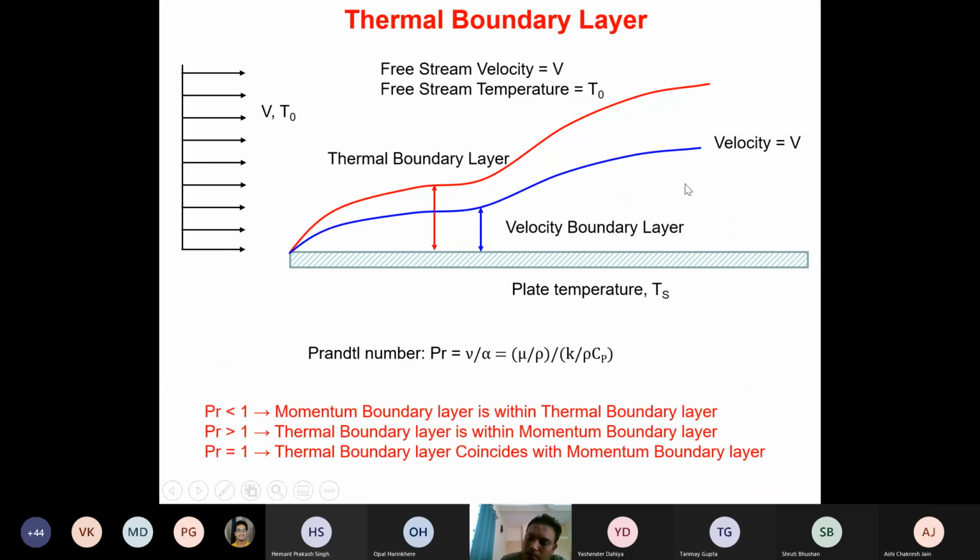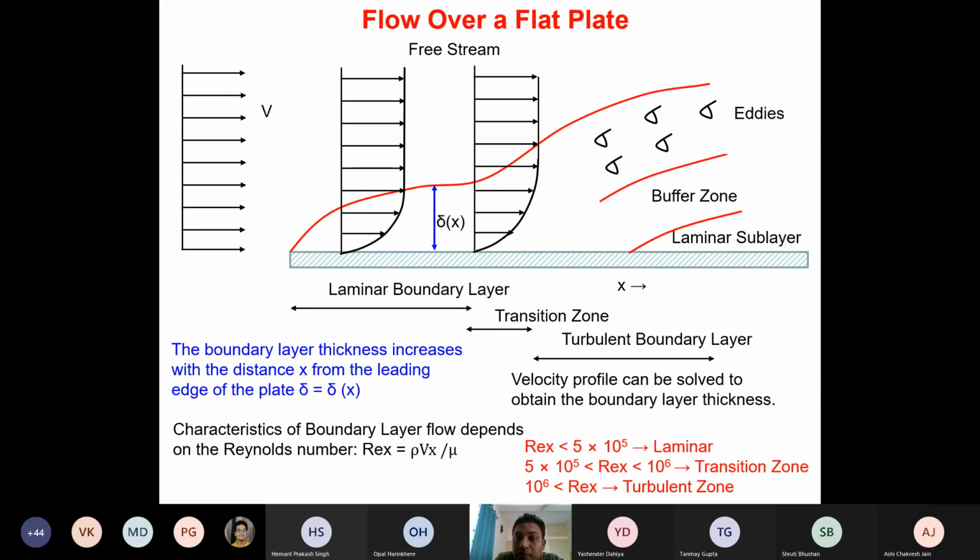Can you please explain the meaning of eddies? So eddies are nothing but small swirling of the fluid particles that takes place. So that is going to create the turbulence.